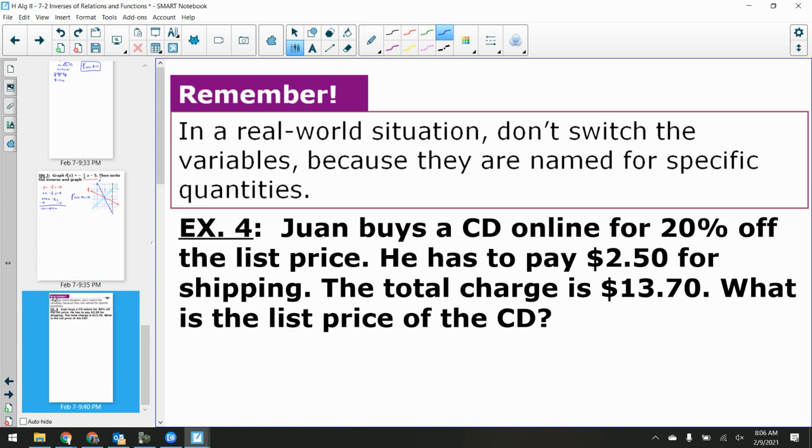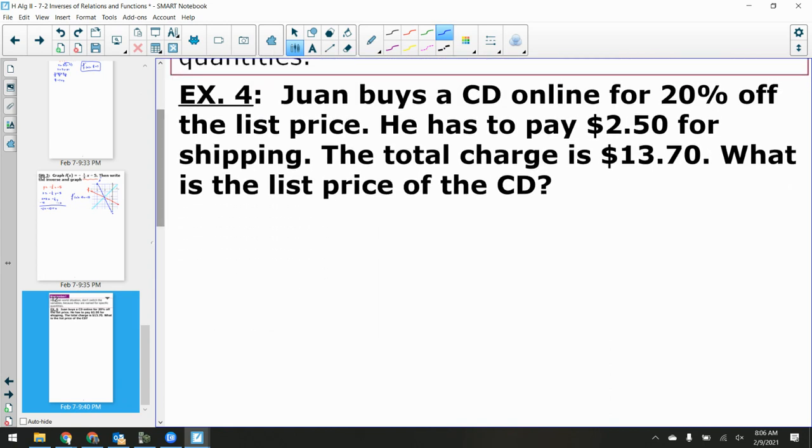For example here, Juan buys a CD online for 20% off the list price. He has to pay $2.50 for shipping. The total charge is $13.70. What is the list price of the CD? So I would think about it like this. Okay, 13.70 is the total. Juan buys a CD for 20% off the list price.